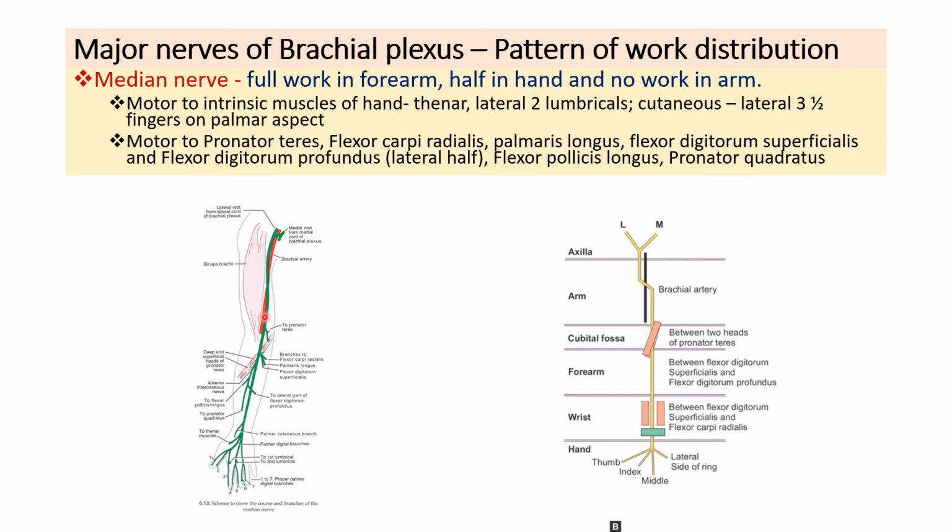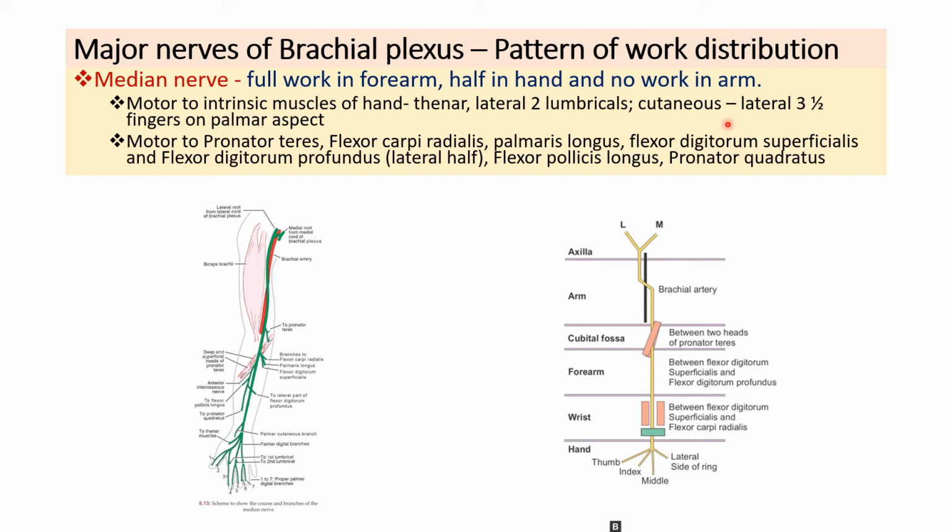And if you see its distribution, it is giving branches to the intrinsic muscles of hand, that is the thenar muscles, 3 in number, then the lateral 2 lumbricals. It's also giving cutaneous distribution to the lateral 3.5 fingers on the palmar aspect. So, you know about the distribution of the median nerve in the palm.